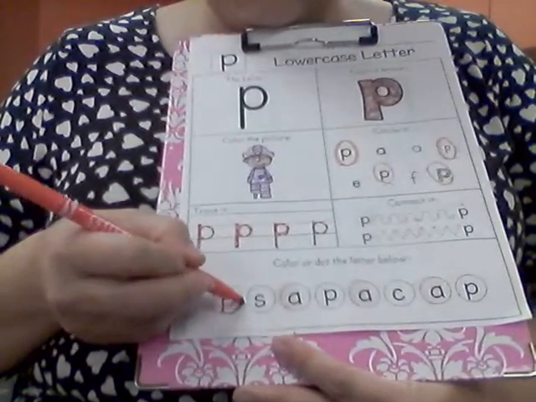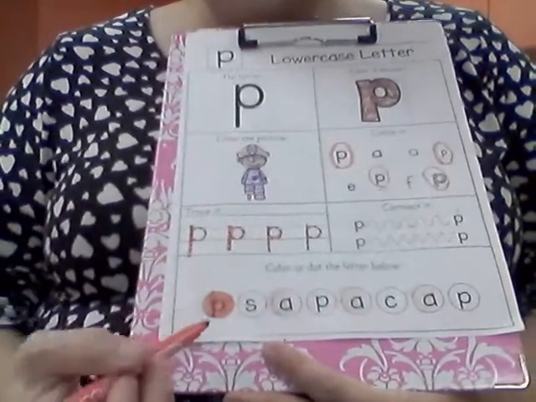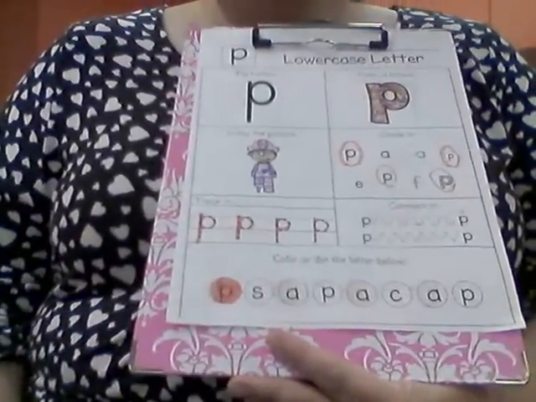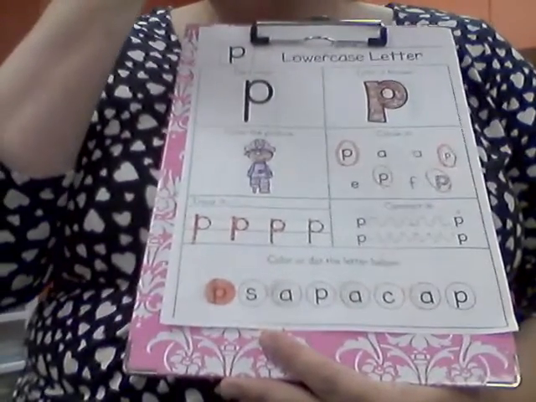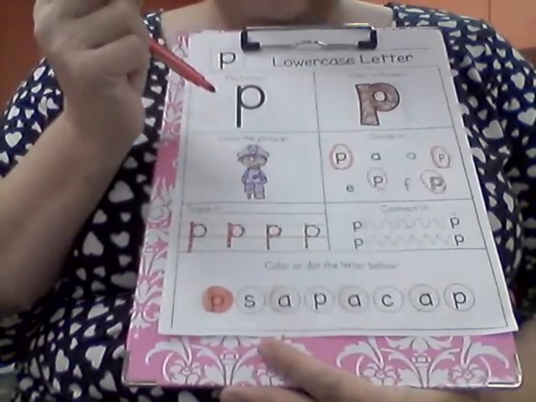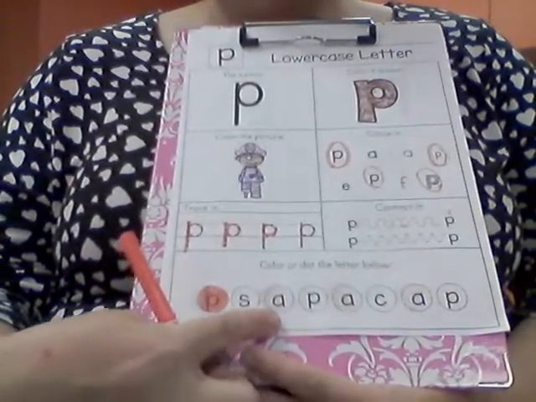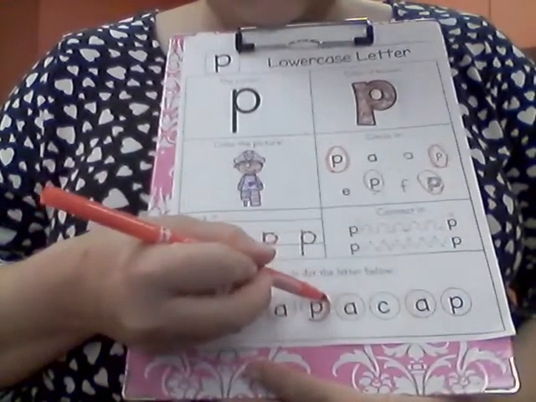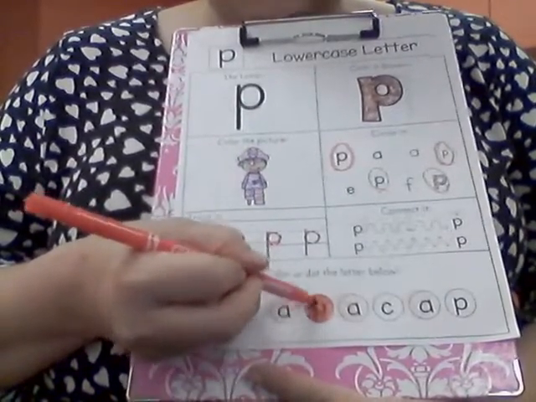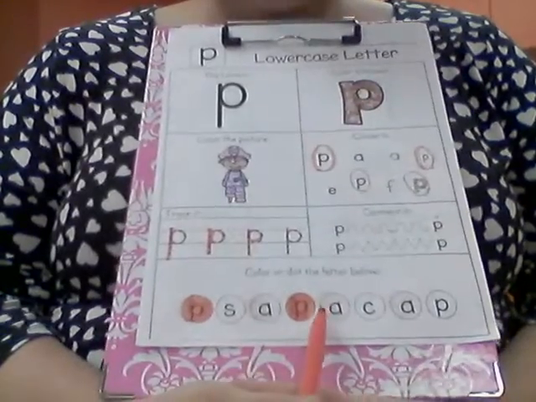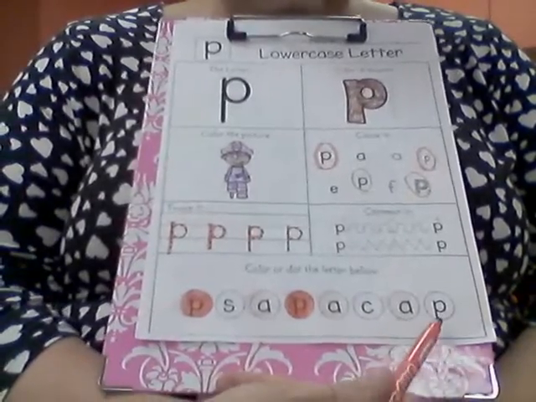Okay, now we're going to find those lowercase p's. The first one they gave is a P, so I'm going to color that one in. Okay, now I want you to find where are the other p's on your paper. Is this a P? No, that's an S. Is this a P? No, that's an A. Is this a P? Yes. Okay, is this one a P? No, that's an A. C, A, there's a P.